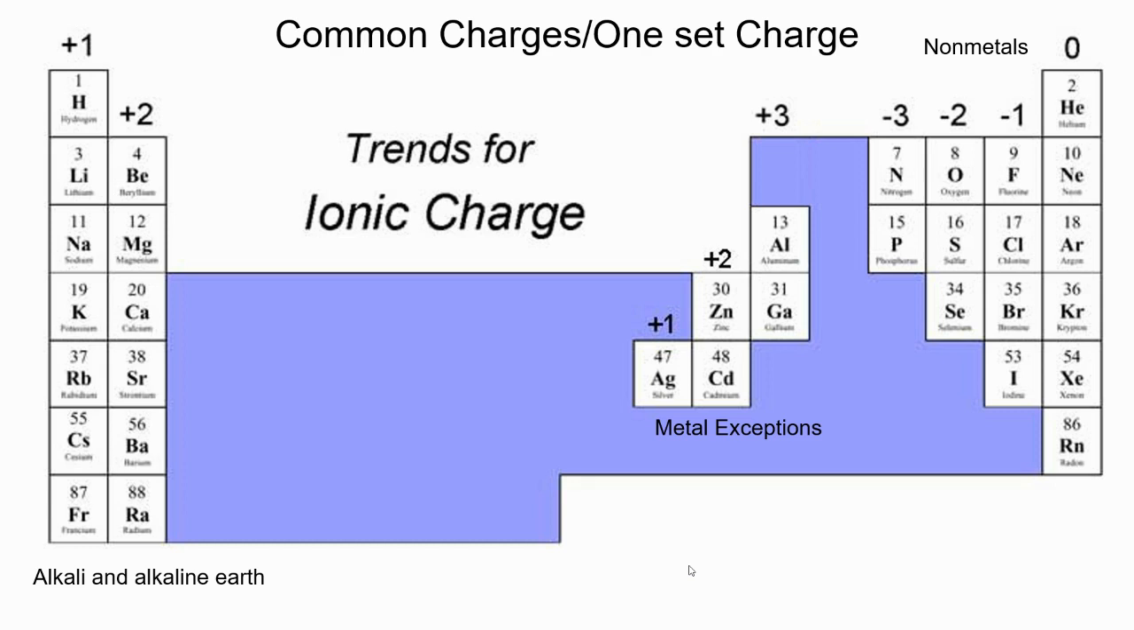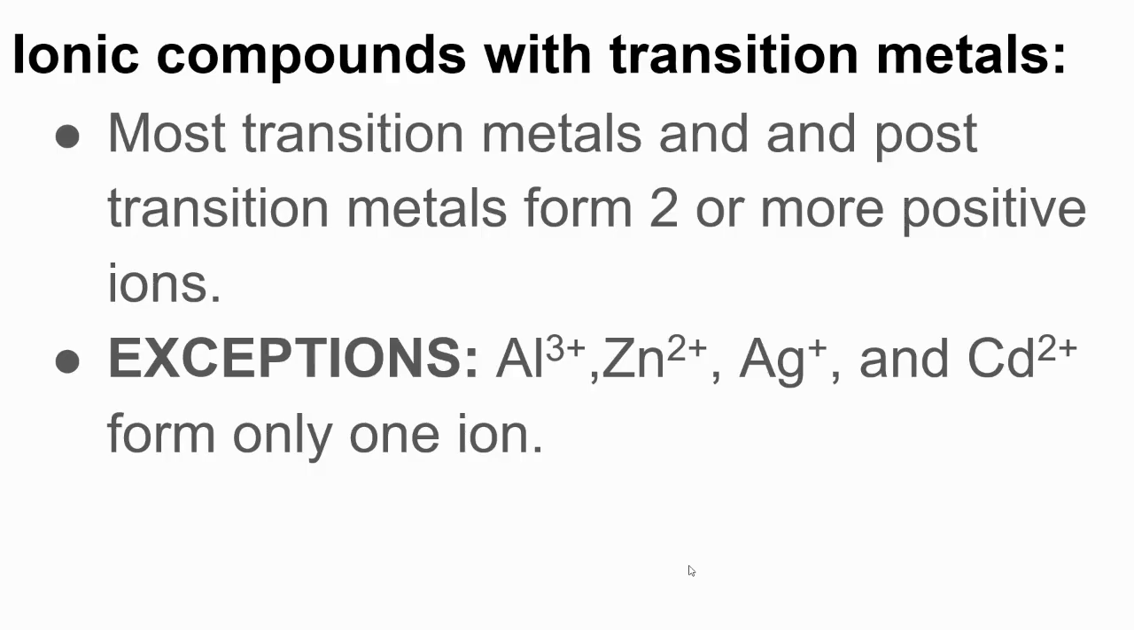Okay. So we need to remember these charges. So the columns are pretty easy. +1, +2, +3, -3, -2, -1, 0. So that's if you remember those trends. And then we just have a few exceptions. Silver, cadmium, zinc. Okay. We care about this because we're going to use that to name and figure out the charges.